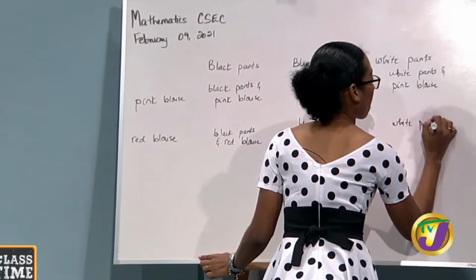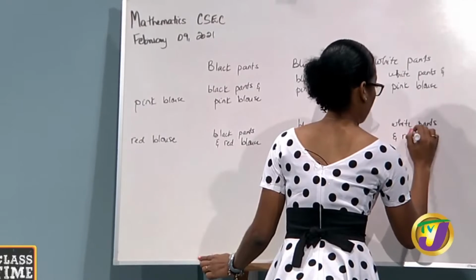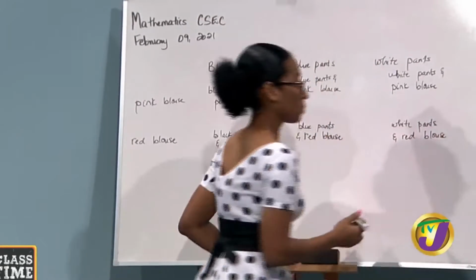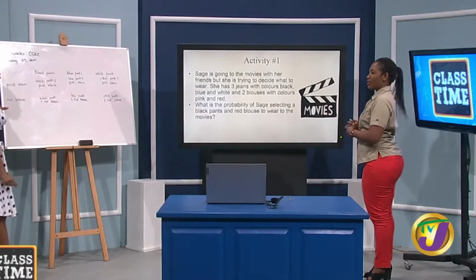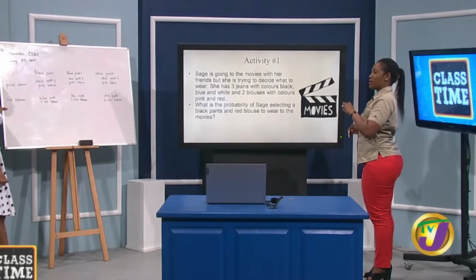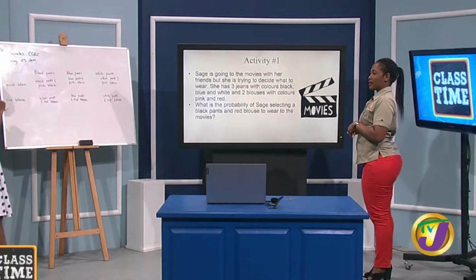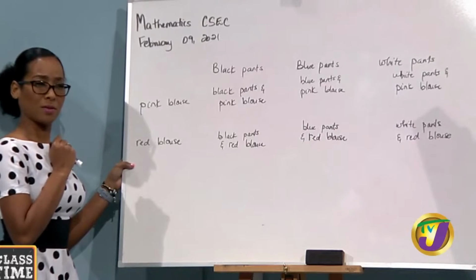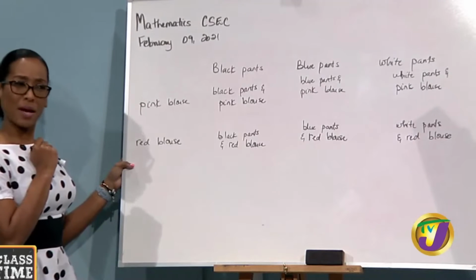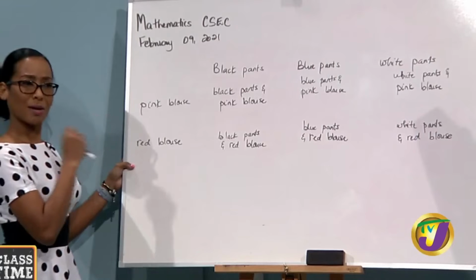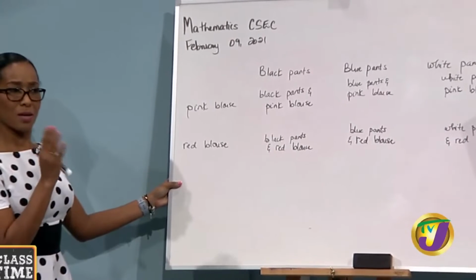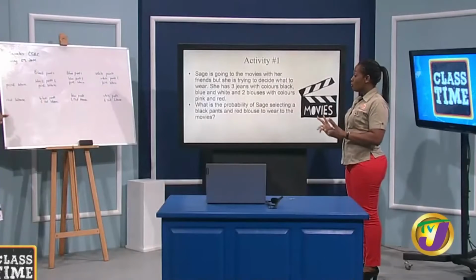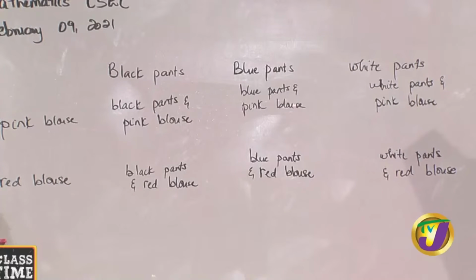So the question says, what is the probability of Sage selecting black pants and a red blouse to wear to the movies? So basically we're asking, if she were to combine her blouse and her pants, how many times do you really see that combination of the red blouse with the black pants? But before we go to how many combinations there are with the black pants and the red blouse, let's take a look at the total combinations here. Right here, we're seeing that she has 6 possible outcomes. She can combine those 2 blouses with those 3 pants 6 different ways. So those are 6 different outcomes, right?